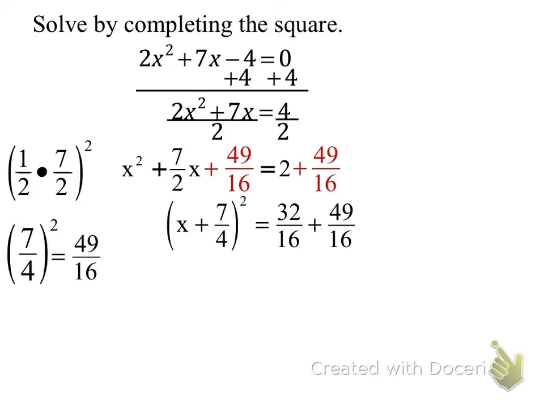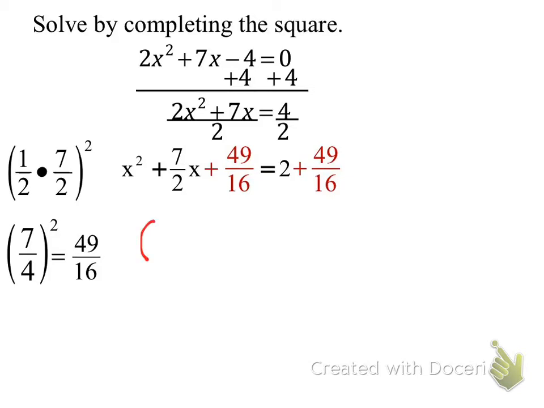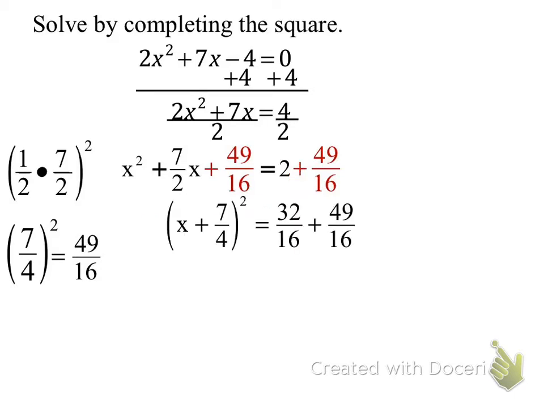Okay. Now, what am I doing? Now I'm going to factor. What's the first side? What does it factor to? X plus 7 over 4 squared. And this I've got to change the 2, multiply it by 16 over 16, right? So it becomes 32 over 16 plus 49 over 16. Are you guys with me? Okay, 32 and 49 make what?